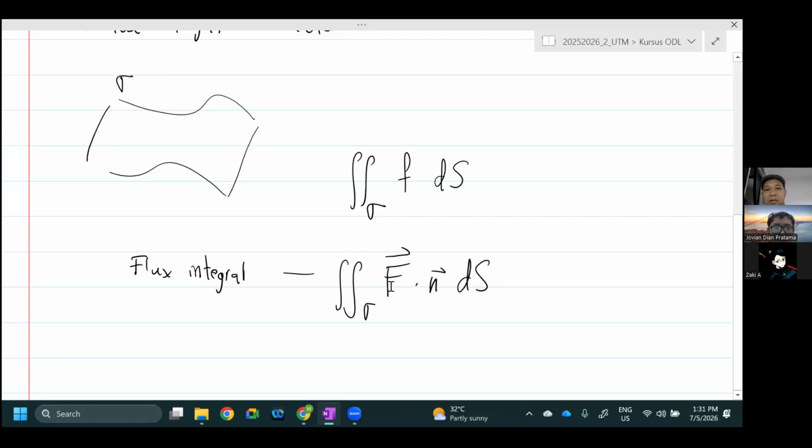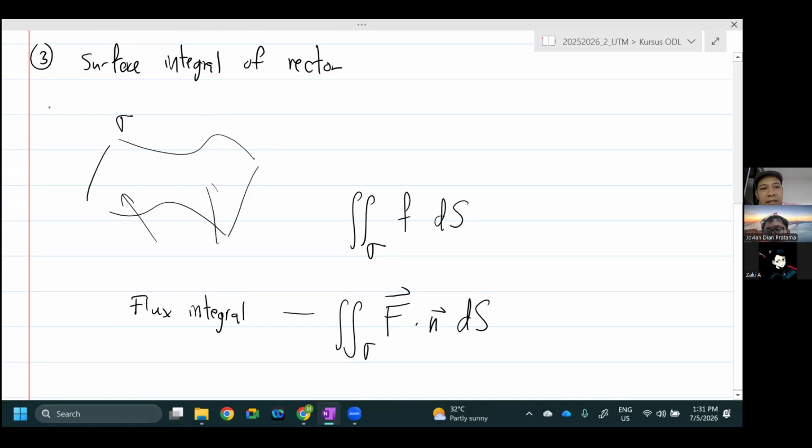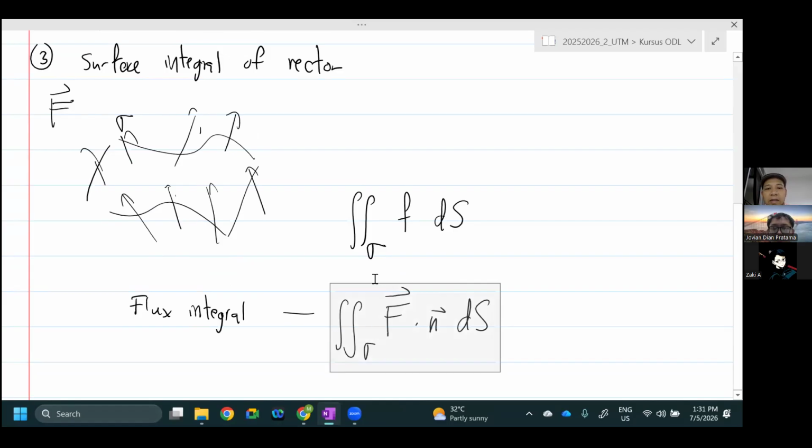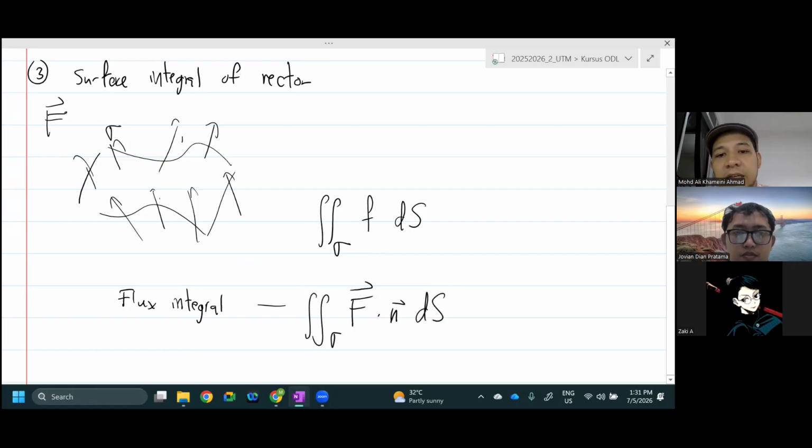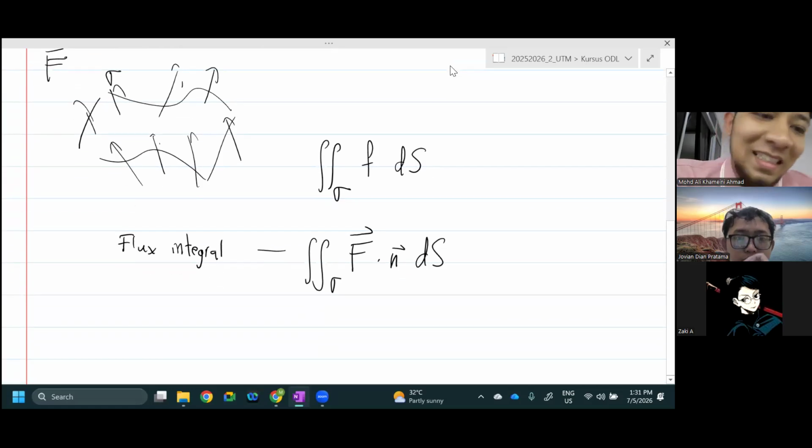So more or less, you are computing how much the vector field crosses this surface. You can picture the vector field in space as arrows. This is F. When you are computing this integral, we call it a flux. We are measuring how much this vector field F is crossing this surface sigma. All right, so far, so good.